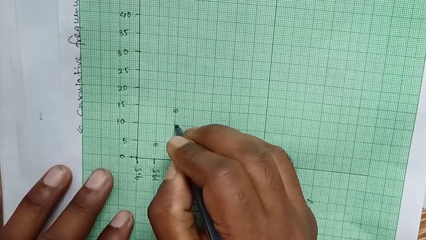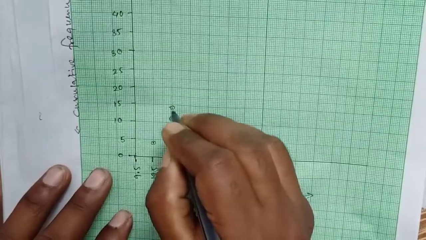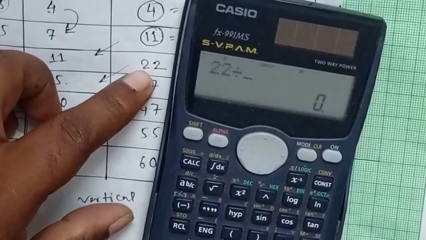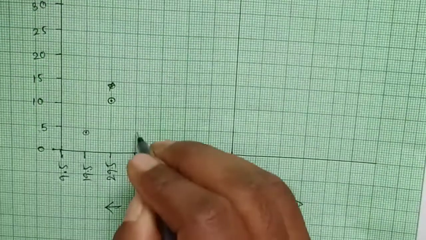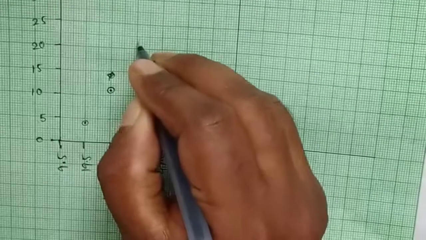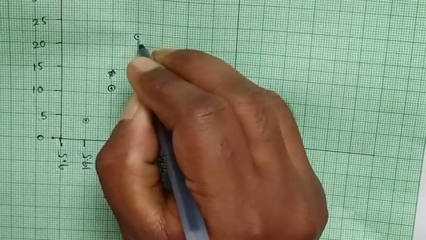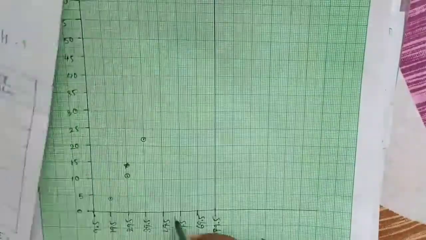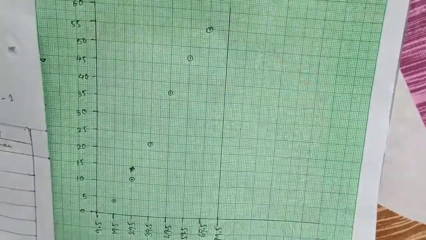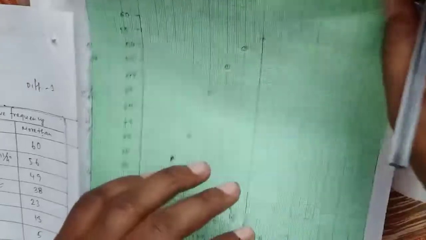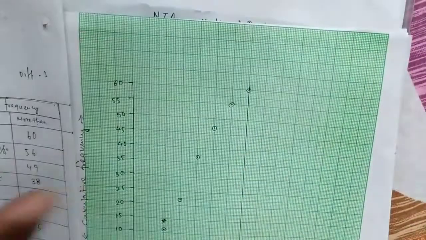Put it on the graph, and next 22. Put all the points on the graph paper. That is, the less than type is complete.